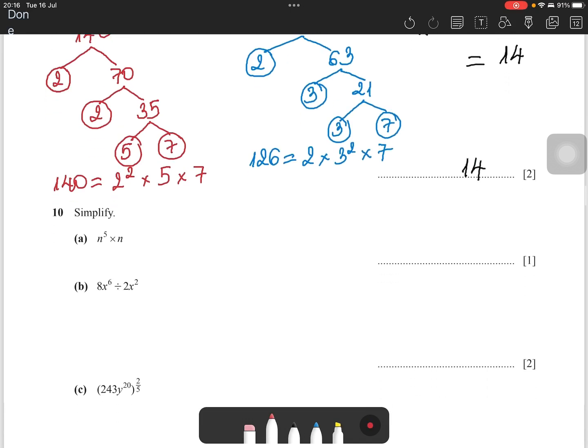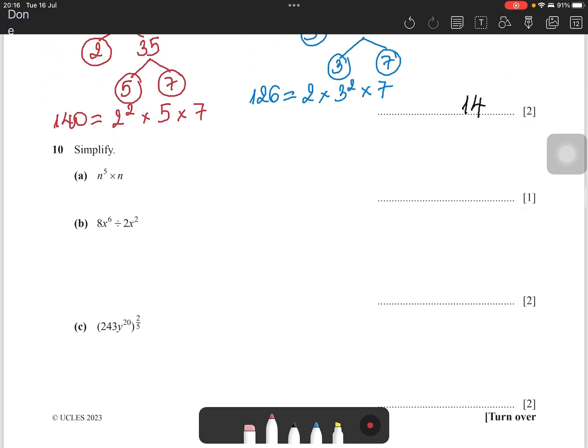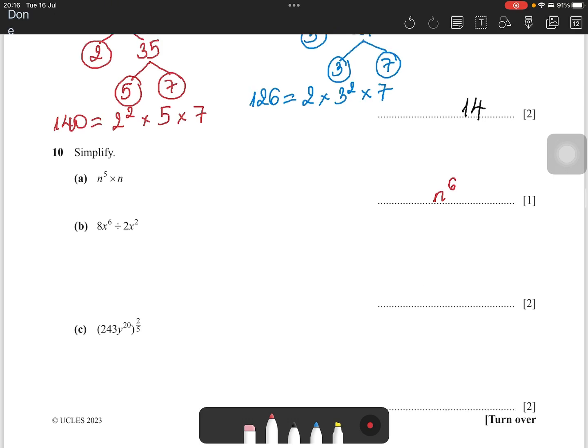Question 10. A. Simplify n to the power of 5 times n. Of course, we just add up the two powers together, so it is n to the power of 6. B. 8 divided by 2 equals 4. x to the power of 6 divided by x squared is x to the power of 4.